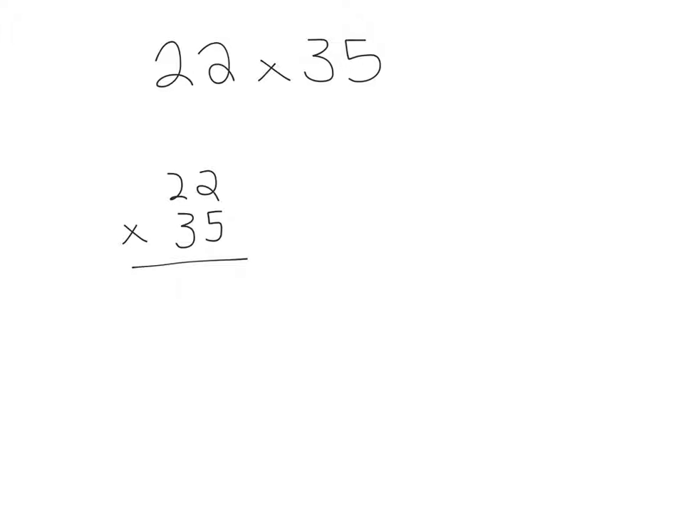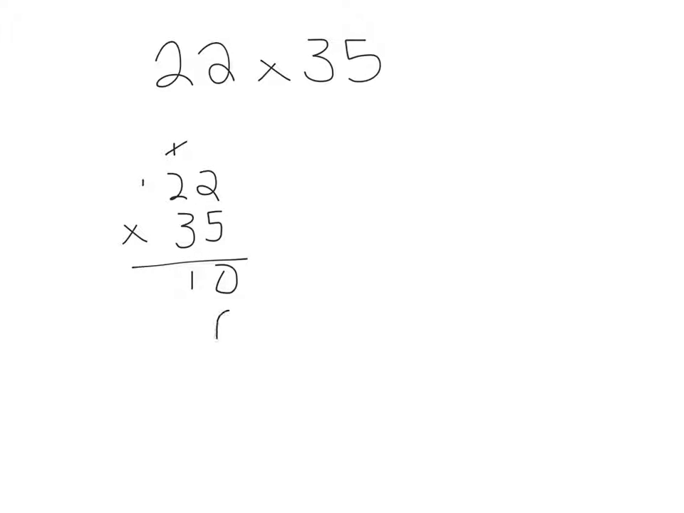This video clip is going to review multi-digit multiplication. So for example, if I was to do 22 times 35, the traditional way would be 22 times 35. I would do 5 times 2 is 10. Bring the 0, carry the 1. 5 times 2 is 10, plus 1 is 11, and then I'd carry the 1.